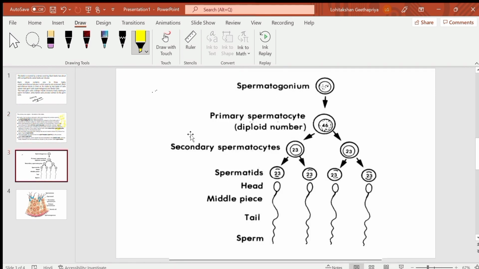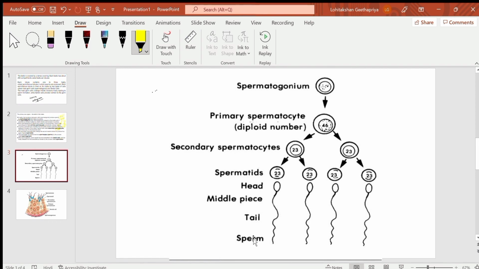So this is just a diagrammatic representation where you can see the spermatogonia undergoing the first mitotic division to give the primary spermatocyte, which is also diploid, that is 46 chromosomes. Then it undergoes the first meiotic division, which is the reductional division. Reductional division means it leads to the formation of two equal haploid cells, 23 chromosomes each, and at that stage they are called secondary spermatocytes. Then the secondary spermatocytes again undergo the second meiotic division, leading to the formation of 4 equal haploid spermatids. Now the spermatids, by the process of spermiogenesis, get transformed into spermatozoa or the sperms.